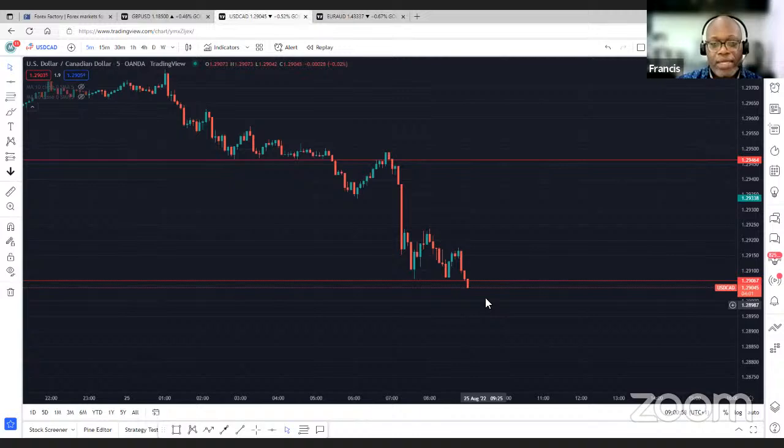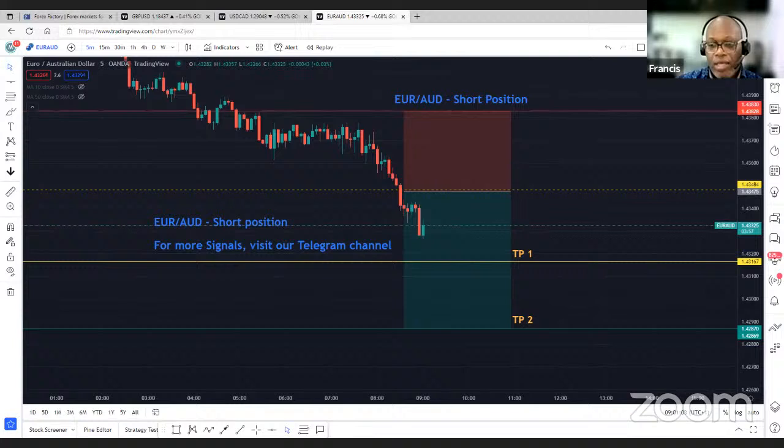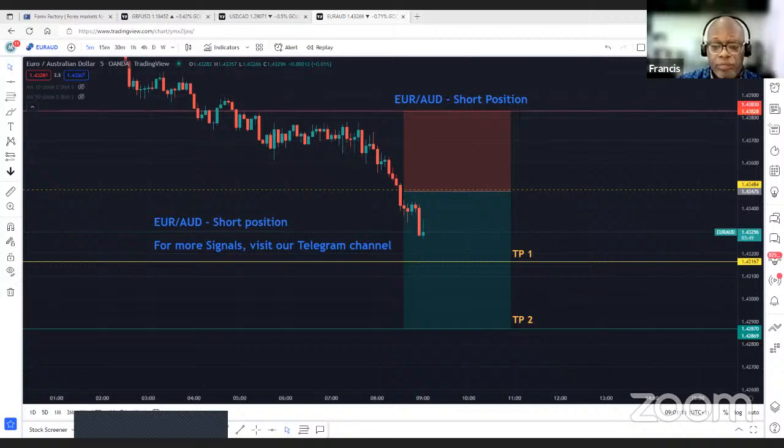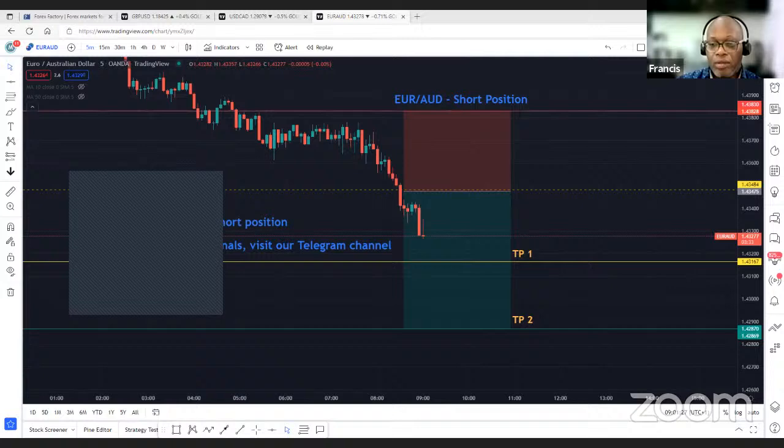Okay, so it's pushing down, looking nice. USD CAD is pushing down. So we're going to keep an eye on that one. We can see we are at 18 pips now. So let's get ready, guys, to move it to break even.